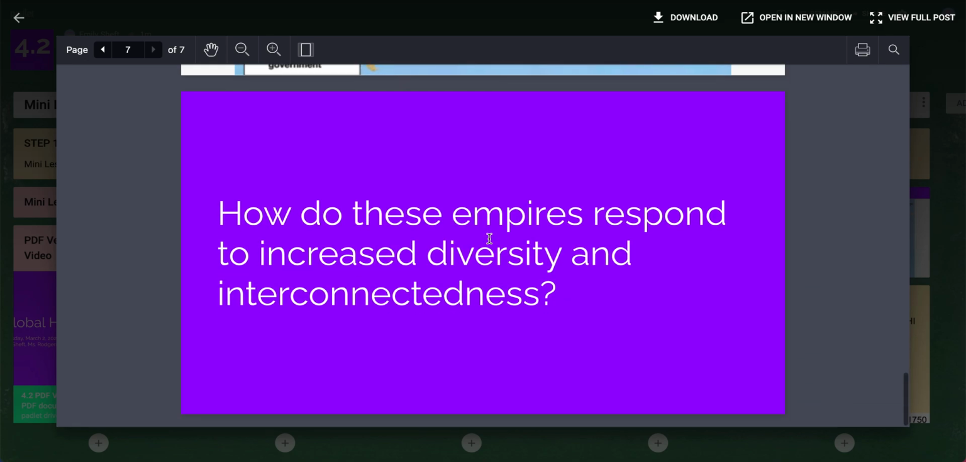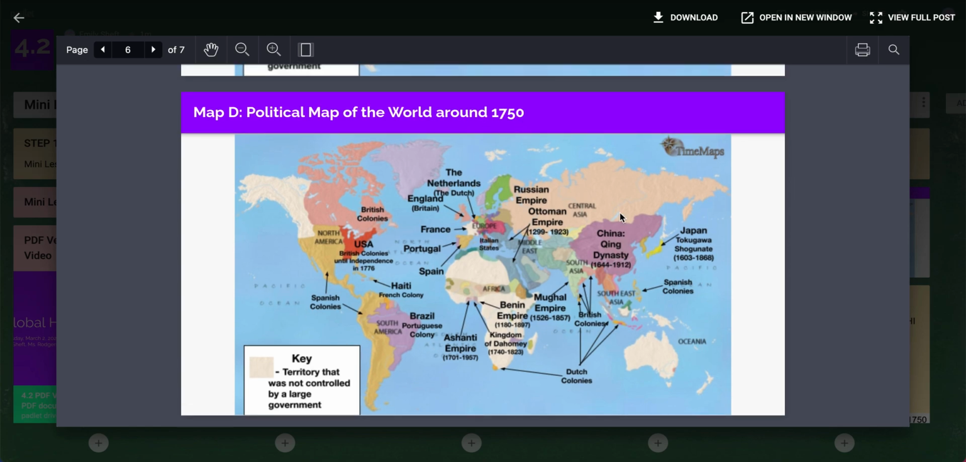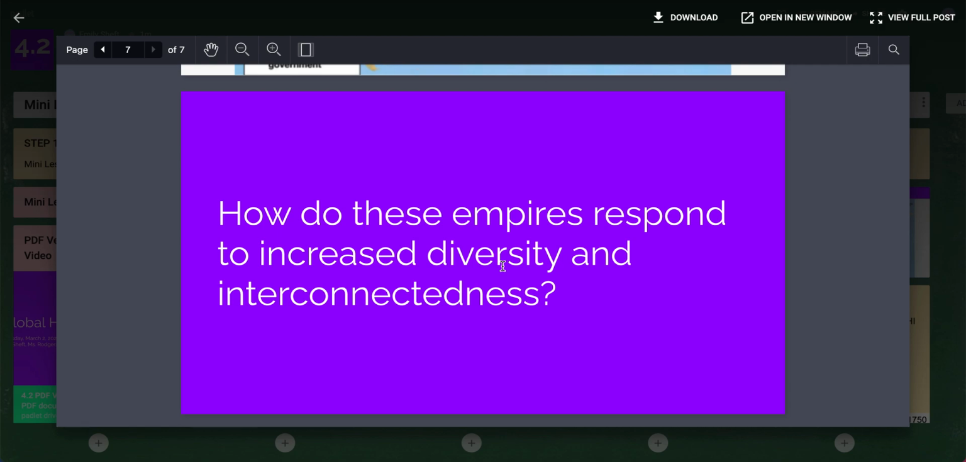We want you to think about how, remember, we're mapping to 1750. We end with map D. So we want you to start to think about one of our unit's enduring questions: how do these empires respond to increased diversity and interconnectedness? You can think back on previous units where we learned about increased diversity and increased interconnectedness and how rulers responded, whether they had a positive or a negative response. So start to think about that.